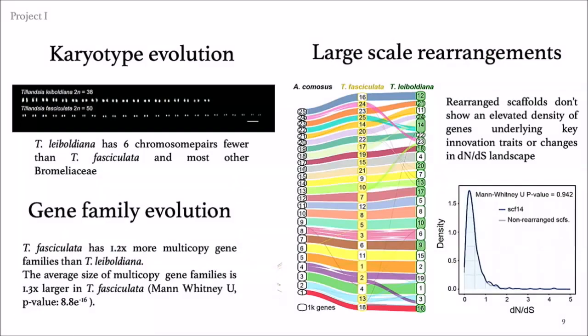We also looked at key gene family evolution differences, and we found that on average, Fasciculata has more multi-copy gene families than Labeldiana, and they are also on average larger, the multi-copy gene families in Fasciculata than in Labeldiana, which means that therefore there must be a higher rate in Fasciculata compared to Labeldiana.